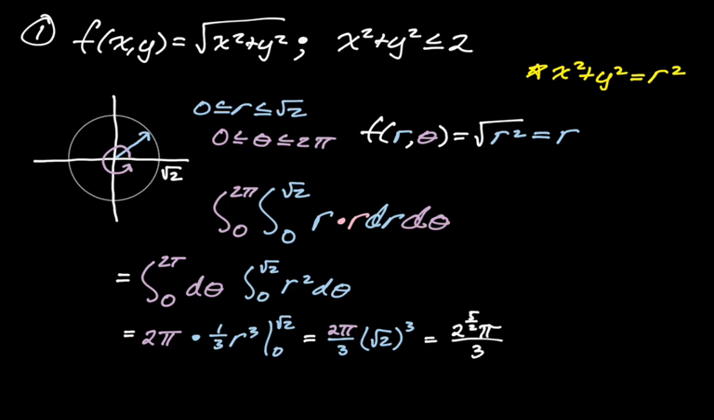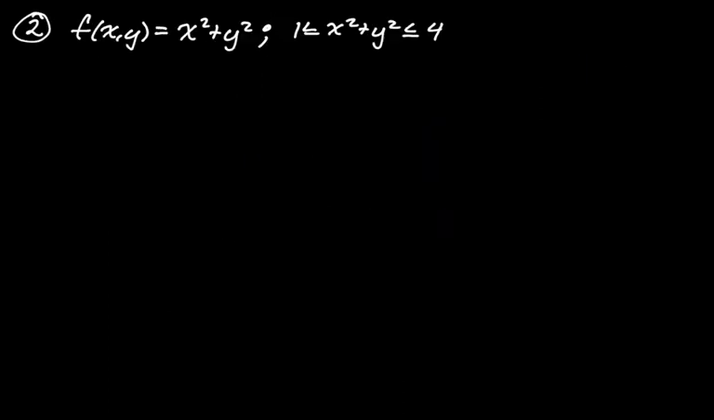So we got a bunch to do in this video, and then I will come back and do, I don't know, like 2 or 3 different videos, I think, for this problem set, because the problems change a little bit. All right, number 2, f of xy is x squared plus y squared. So immediately you're thinking that's probably going to be a polar integral.